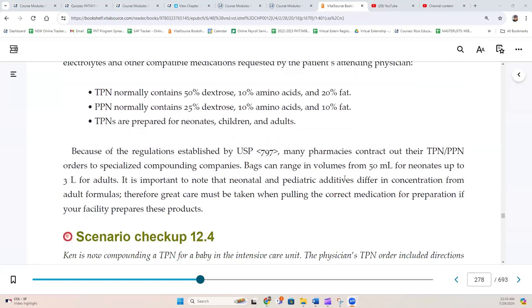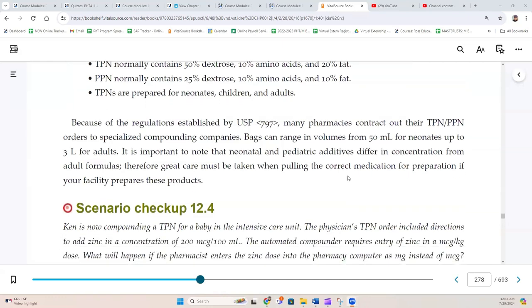TPN normally contains 50% dextrose, 10% amino acids, and 20% fat. PPN normally contains 25% dextrose, 10% amino acids, and 10% fat. TPNs are prepared for neonates, children, and adults. Because of the regulations established by USP 797, many pharmacies contract out their TPN PPN orders to specialized compounding companies.